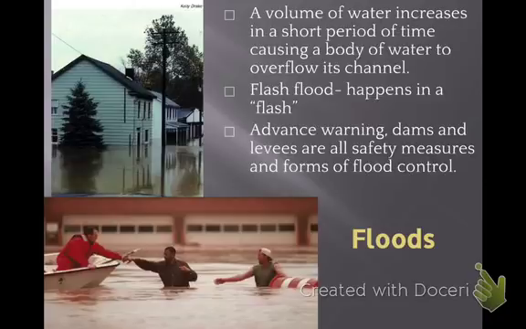A flash flood happens really fast, meaning there was nothing there before and now it's happening really fast. Usually things like dams and levees are all safety measures and forms of flood control, but when you have a lot of rainfall in a short amount of time, like we did with Hurricane Matthew, you have overflowing and you get flash floods happening really fast, which is why people get stranded in their cars and have to be water rescued, because it happens without warning.